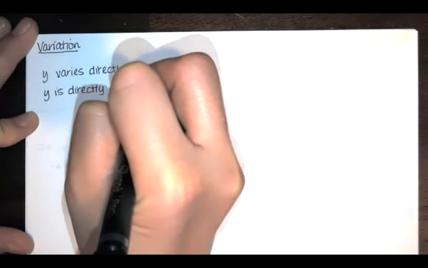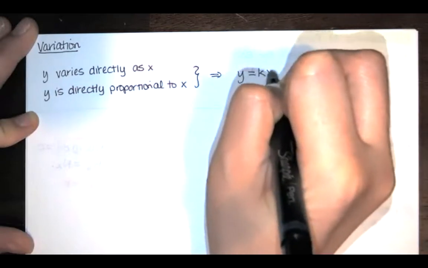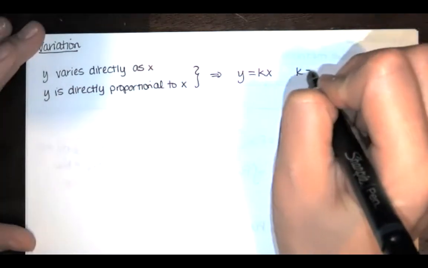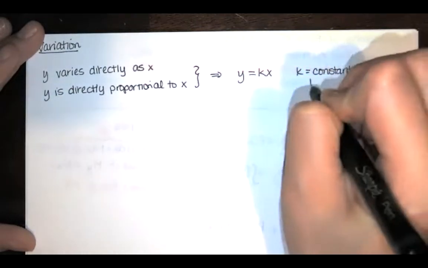So here are some sentences and how we translate them. We say that y varies directly as x, or y is directly proportional to x, if the following is true: if y is equal to a constant times x, and this constant k is called the constant of proportionality.